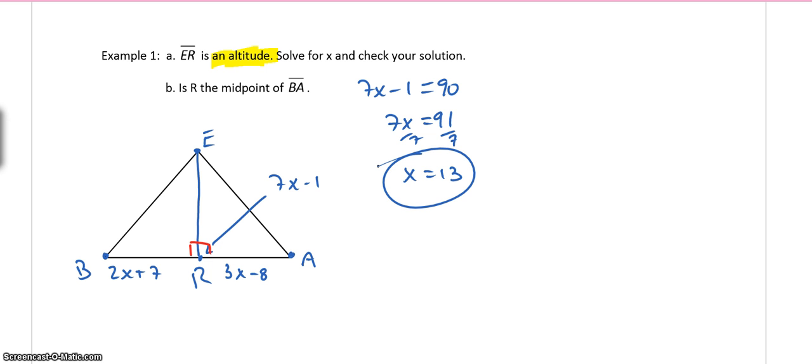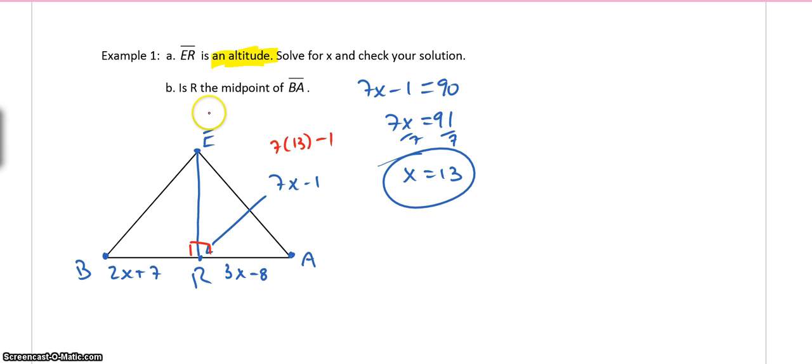It just says solve for x and check your solution. So when I say check my solution, I can substitute 13 back in and get 7 times 13 minus 1, and that better equal 90. So that's what we got there.